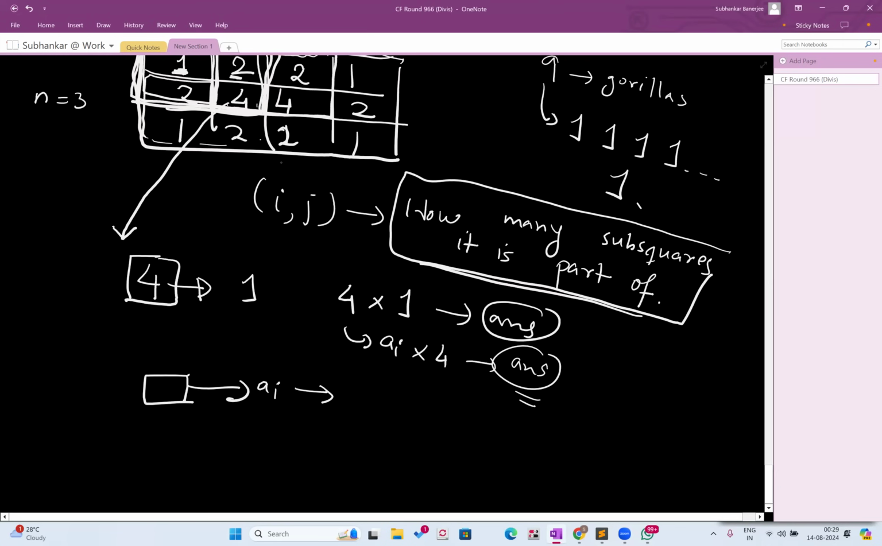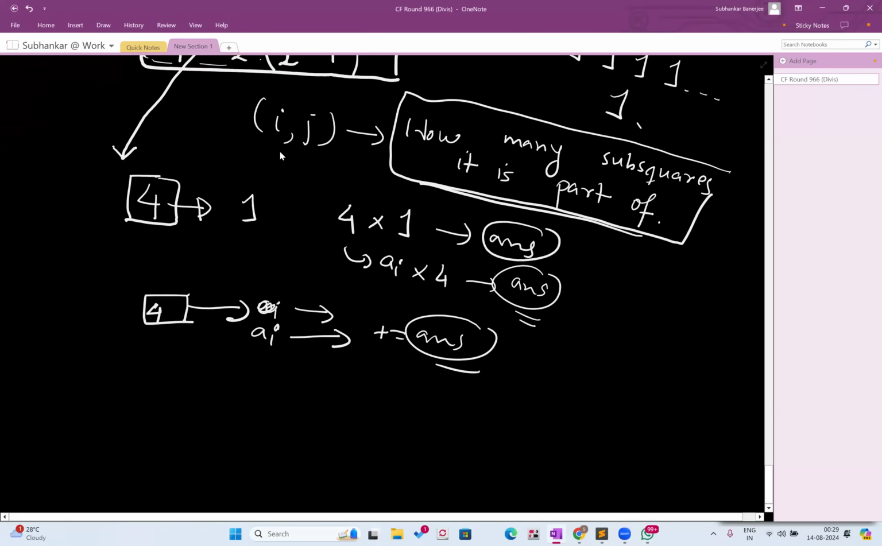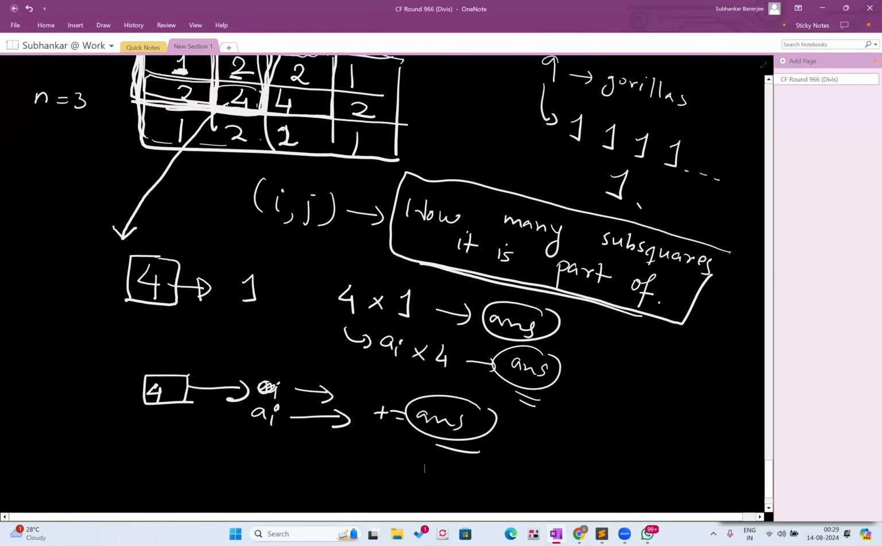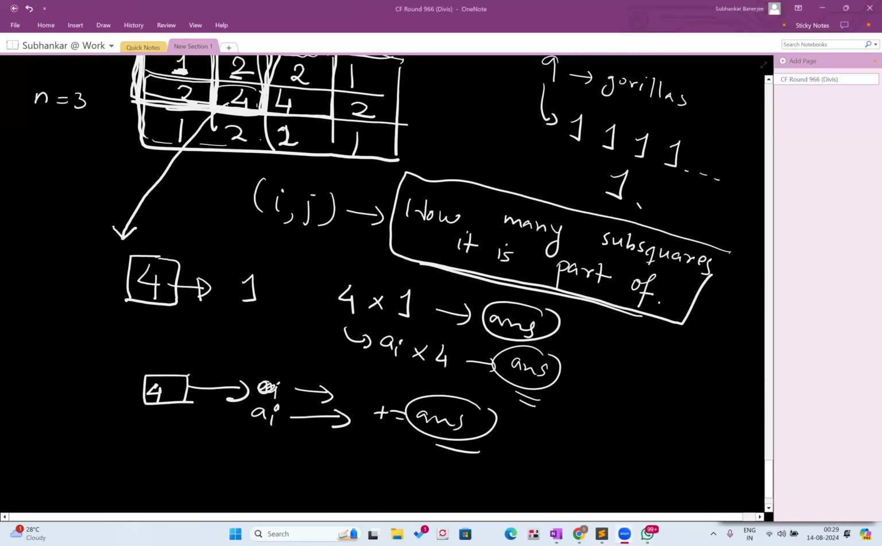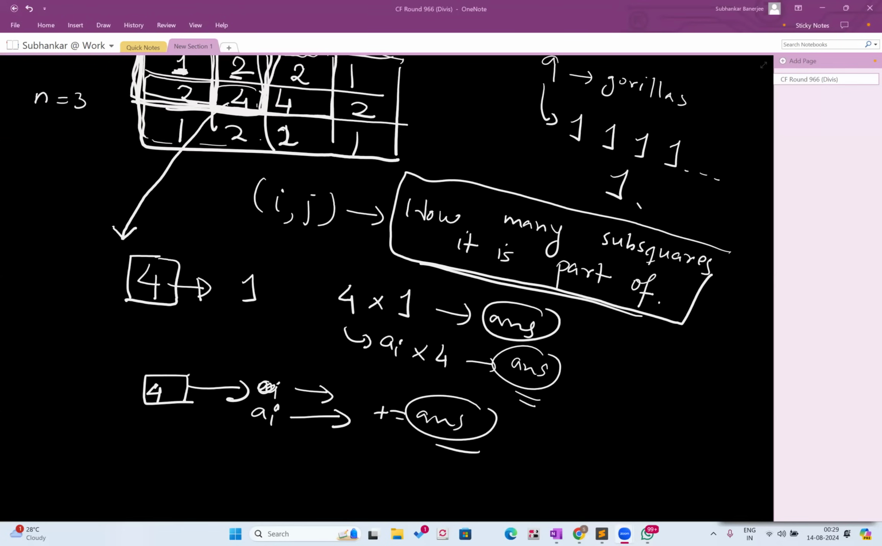Suppose in this grid, this 4 is the maximum. Whatever gorilla heights we have, I'll put the maximum gorilla height into that, so that this is maximized, and the addition to the answer is maximized. Answer plus equal to this. So if anybody has any doubt with the approach, you can ask me. How do we compute the contribution for the ith cell? That we'll discuss. If we have the contribution, then basically the problem is solved.